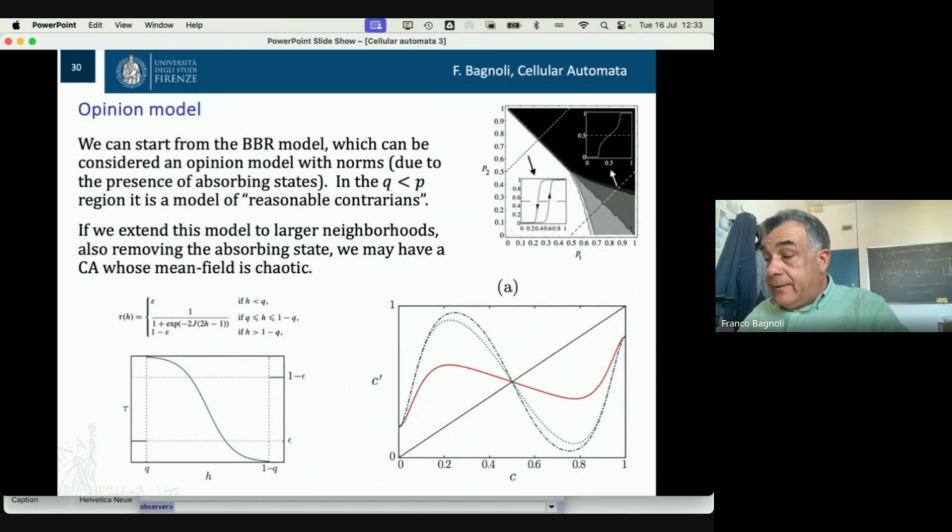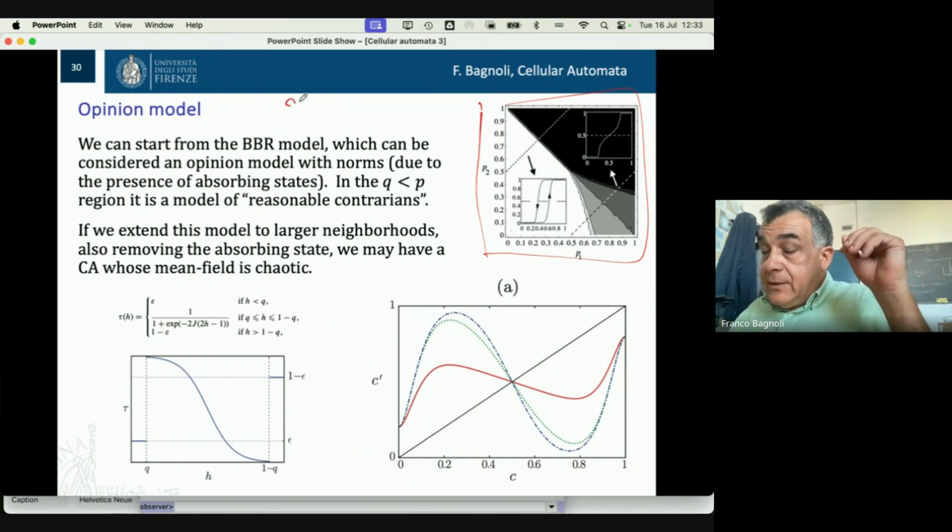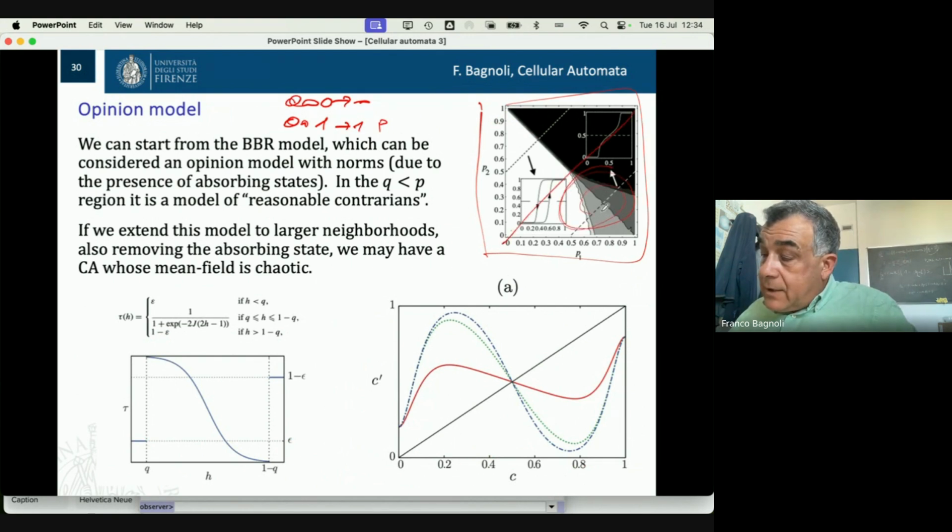But this can be interesting because if we take the BBR model, we have seen that it is a totalistic automata. 0, 0, 0 goes into 0, 0, 0, 1, etc. goes into 1 with probability p, etc. Now, if you consider the case p larger than q, it is a kind of anticonformistic way, because the probability of having 1 is larger if you are surrounded by more zeros than if you are surrounded by more ones. But still you have the absorbing state.